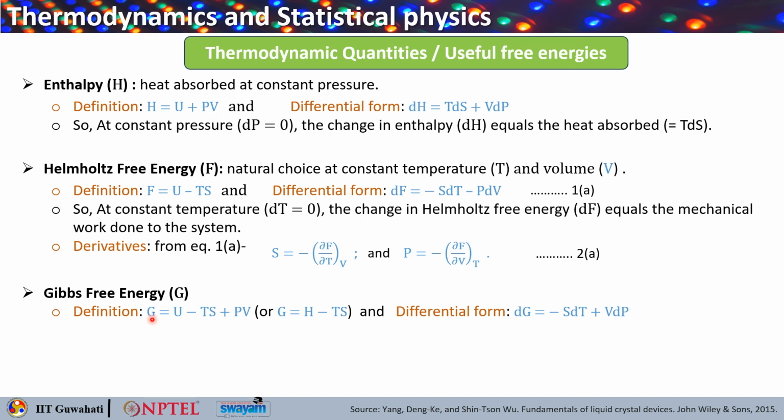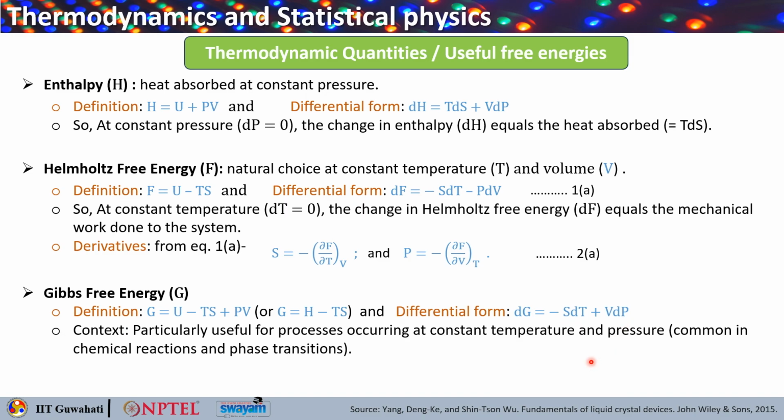So, you can write the Gibbs free energy G equals U minus T S plus P V, or you can simply put it as, because U plus P V is basically H, G equals H minus T S. In the differential form it looks like dG equals minus S dT plus V dP. Fine. So, this is particularly useful for processes occurring at constant temperature and pressure, which is more common in chemical reactions and phase transitions.